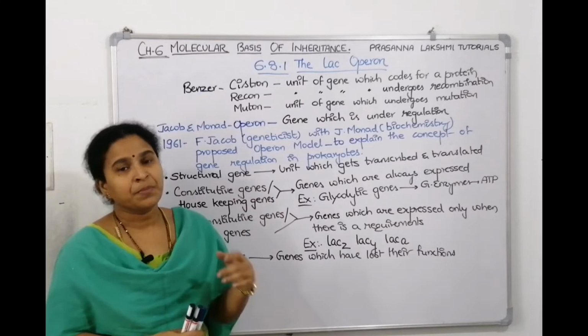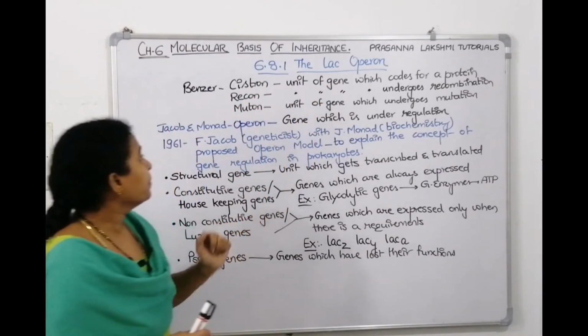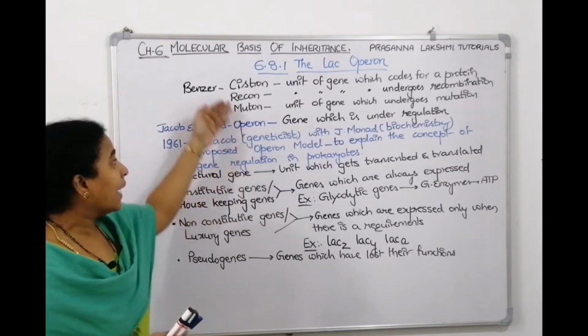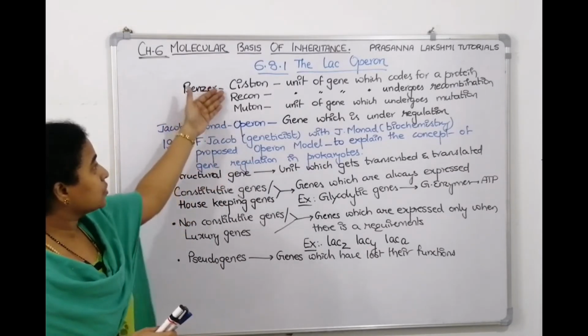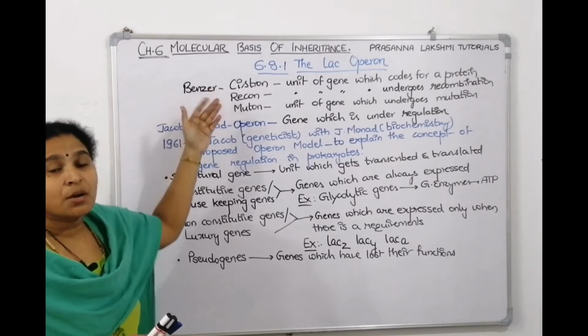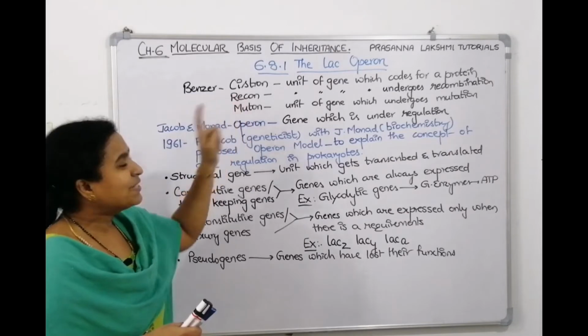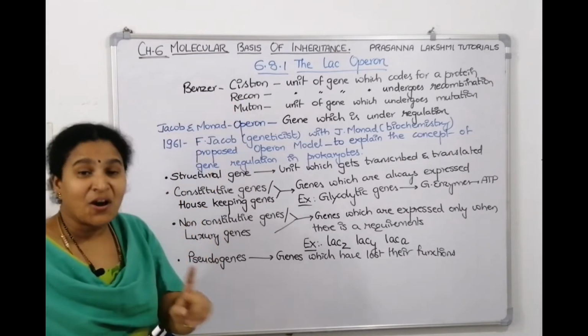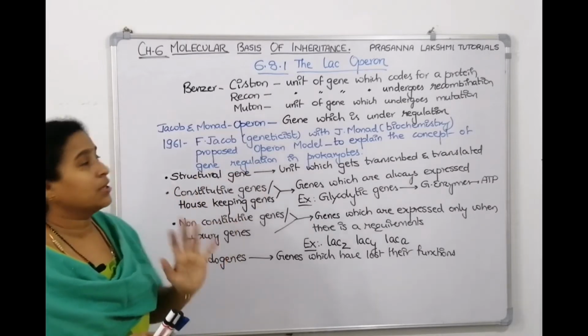So this is the introduction. I told you our today's topic is 6.8.1, the Lac Operon. To take you to Operon, I explained a few more words. Benzer is a scientist who coined the terms cistron, muton and recon. Cistron means a unit of a gene which codes for one protein. Recon means a unit of a gene which undergoes recombination. Muton means a unit of a gene which undergoes mutation, right?